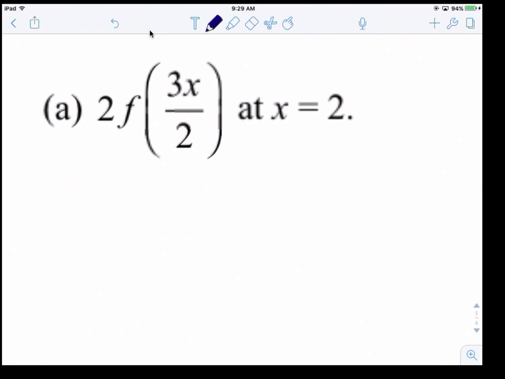Okay, so I have 2 times f of 3x over 2 at x equals 2. So I need to figure out the derivative first. Again, work your way from the outside in. The outermost function is what? 2f, right? So the derivative of that would be 2f prime. You're taking the derivative of f, so that's f prime. So you have 2 f prime.